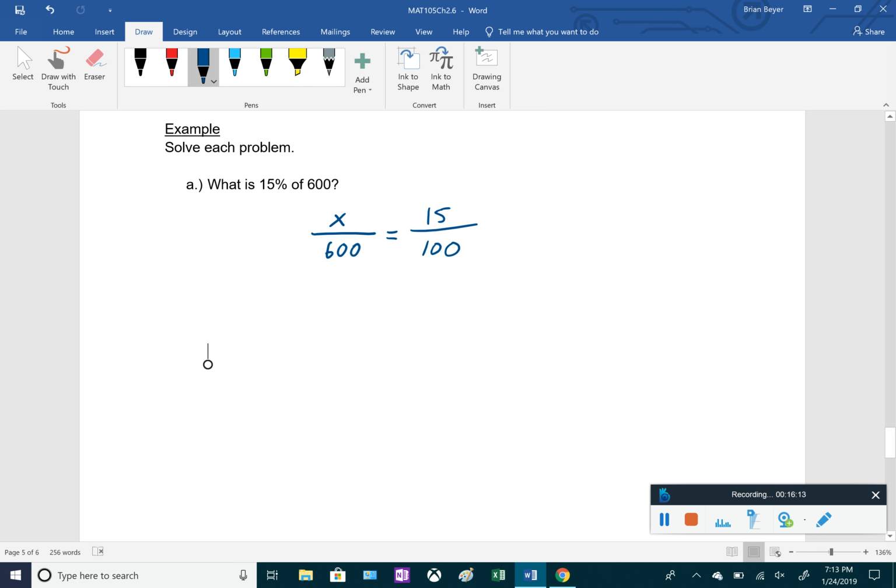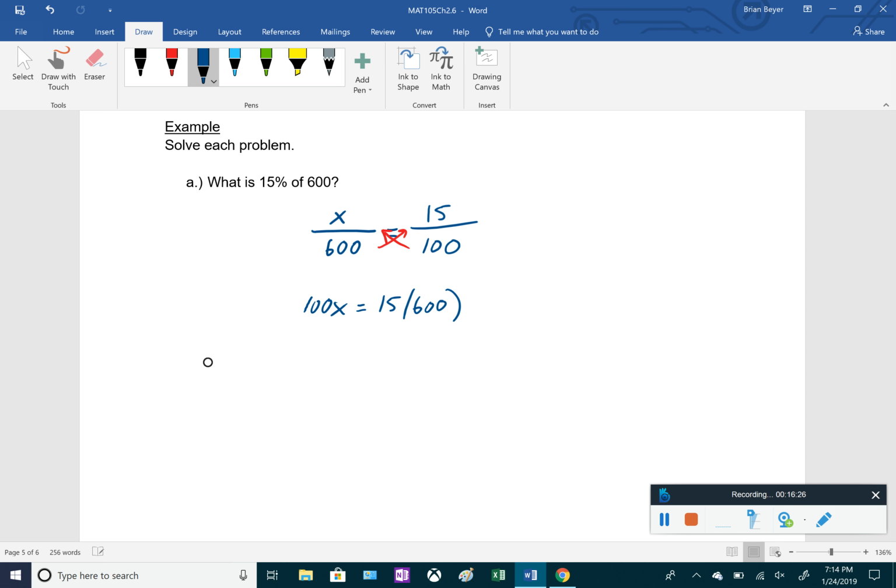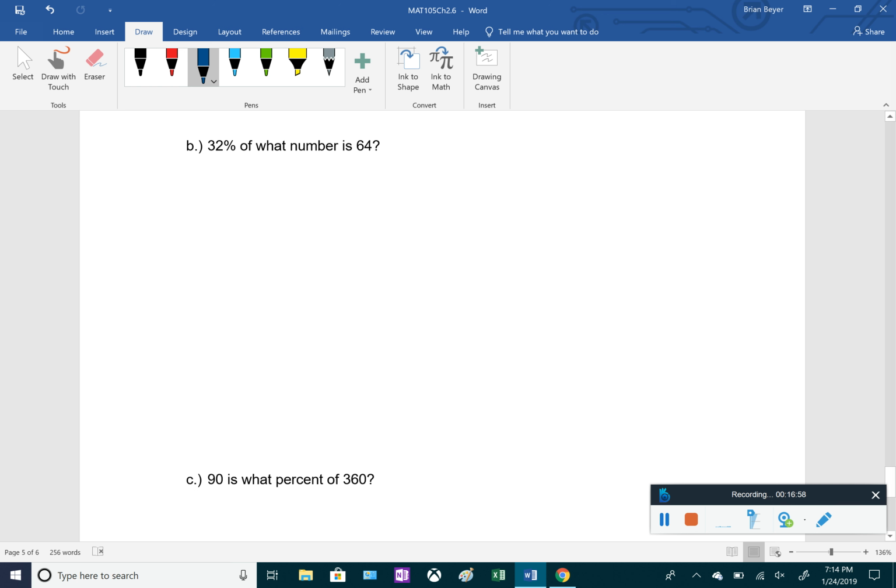So let's cross multiply. So we're going to get 100x equals 15 times 600. So 15 times 600 will give us 9,000. So it's going to be 100x equals 9,000. Divide both sides by 100. That's going to give us x is 9,000 over 100, so x is going to be 90 here. So 15% of 600 is 90. Okay, let's do a couple more.